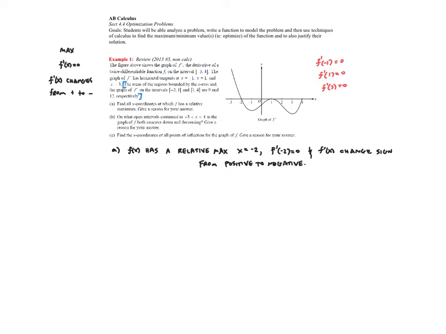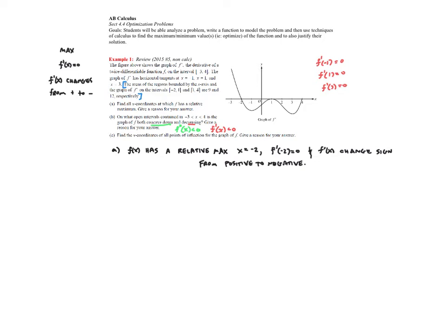Part B. On what open intervals contained in the interval from negative 3 to 4 is the graph of f both concave down and decreasing? Concavity has to do with f double prime. If f of x is concave down, f double prime is less than 0. Decreasing has to do with the first derivative. I want to know where f prime of x is less than 0. So I want to know where both of those are true.